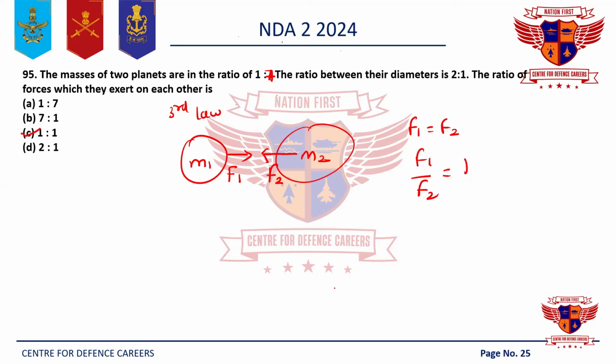According to the third law of motion, every action has an equal and opposite reaction. So if M1 exerts force F1 on M2, then M2 will exert the same amount of force, but opposite in direction, on M1. The magnitude of both forces will be the same. Here they have clearly asked us the ratio of forces, not the direction. They've asked for the ratio of forces, which is magnitude, and we get the answer 1. Both the forces will be equal to each other.